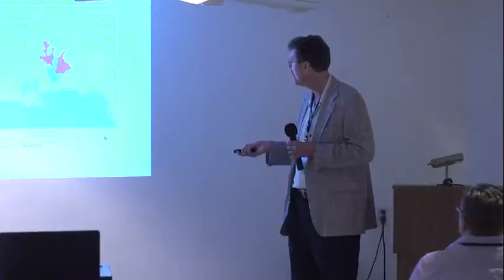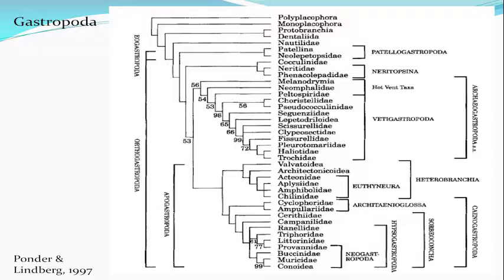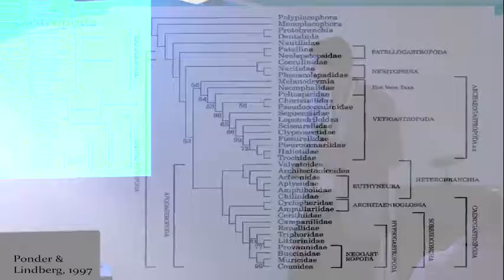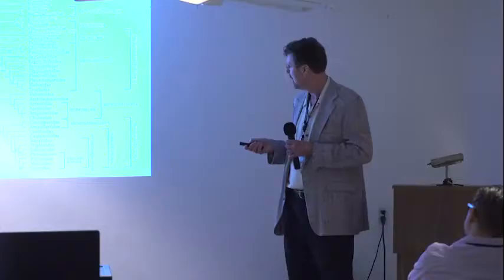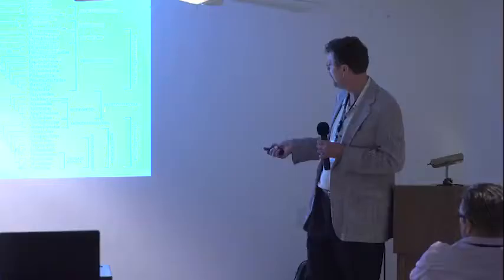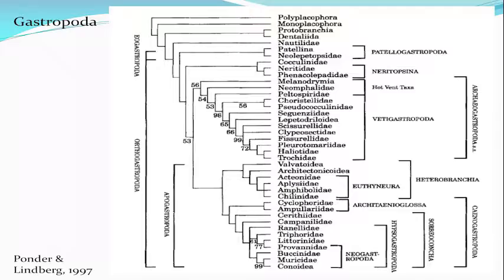Okay, now I'm going to shift over to gastropods. Again, this is our evolutionary roadmap. Ponder and Lydeard did an excellent study synthesizing over 100 characters of morphological and molecular data, constructing this evolutionary tree of the gastropods. Things that we'll see a little bit more about are the heterobranchia. Heterobranchs include a lot of the land snails, not all of them, but most of them, and slugs.